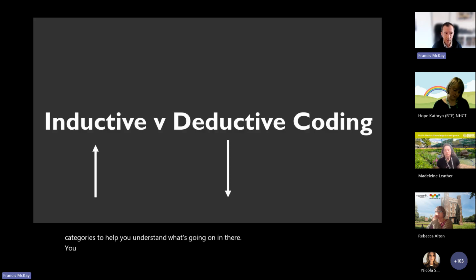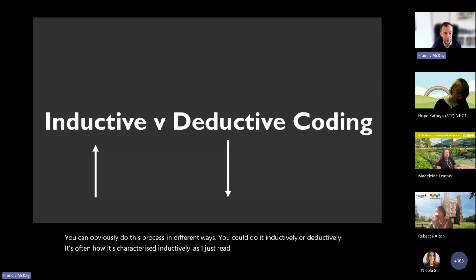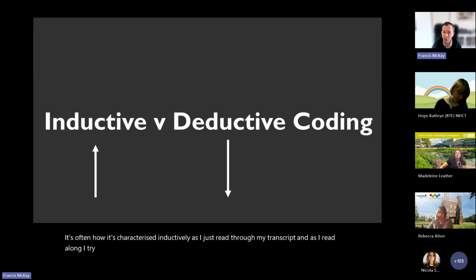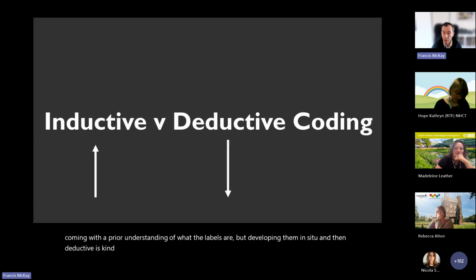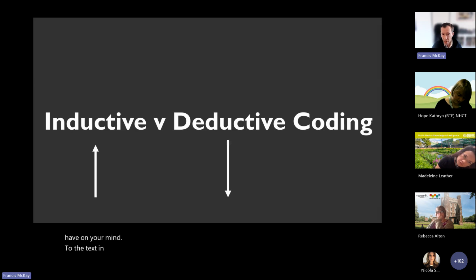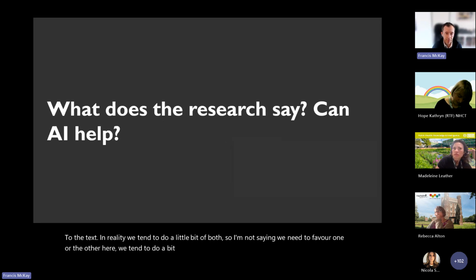You can obviously do this process in different ways. You could do it inductively or deductively, is often how it's characterized. Inductively is I just read through my transcript, and as I read along, I try and assign labels that make sense to me based upon that reading. So not coming with a prior understanding of what the labels are, but developing them in situ. And then deductive is kind of the reverse. Deductive is I think I know what I want my labels to be already, and it's reading through with an eye to that and assigning the labels that you already have in your mind to the text. In reality, we tend to do a little bit of both. So I'm not saying we need to favour one or the other here. We tend to do a bit of both with coding.